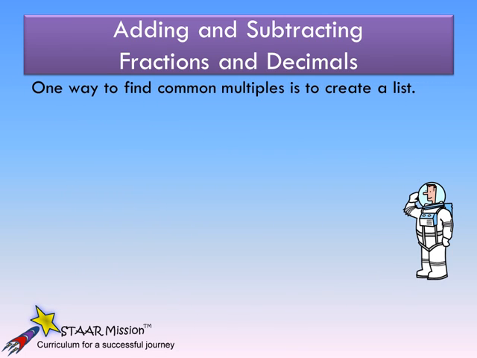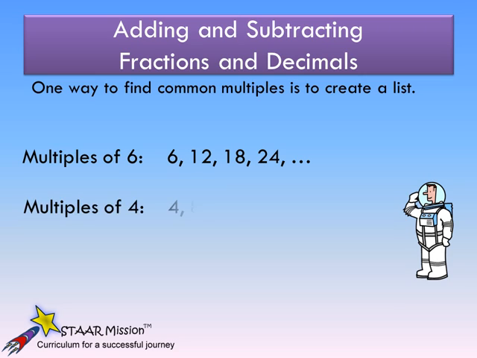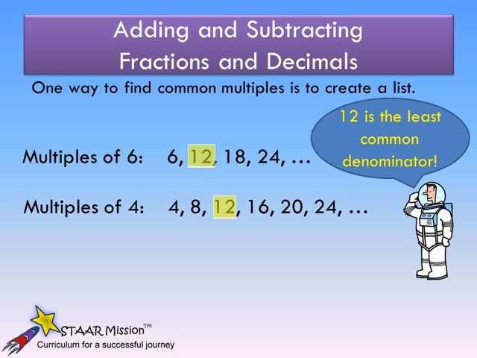One way to find common multiples is to create a list. Multiples of 6 include 6, 12, 18, 24, and so on. Multiples of 4 include 4, 8, 12, 16, 20, 24, and so on. 12 is a common multiple between 6 and 4. It is also the least common multiple, so we call it the least common denominator.